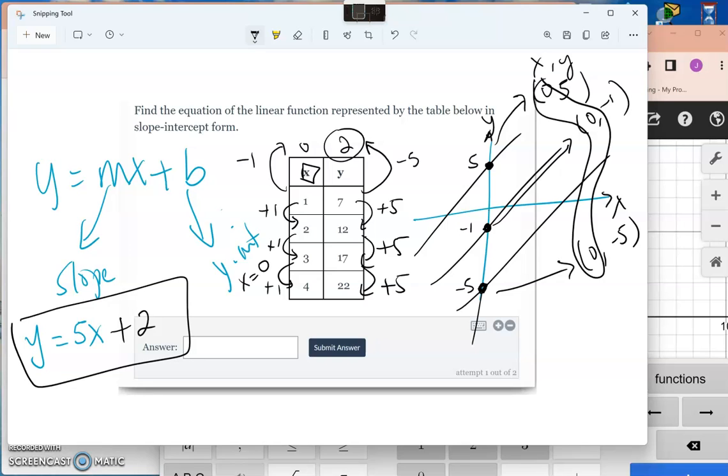Now, there are some questions that will be more complicated than this, and in a little bit, I am going to show you how to use a Desmos calculator. Why not?